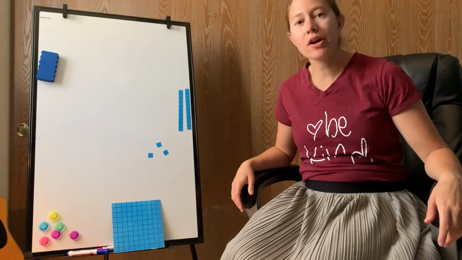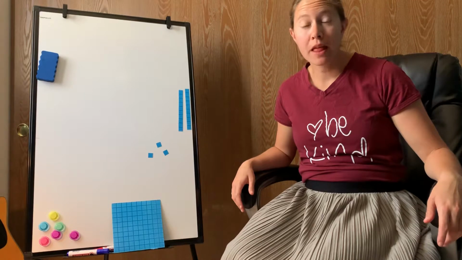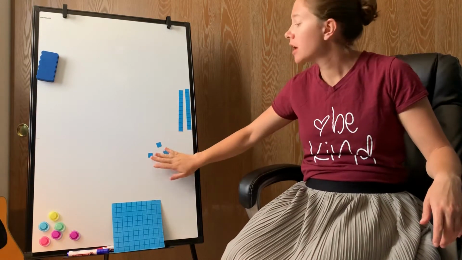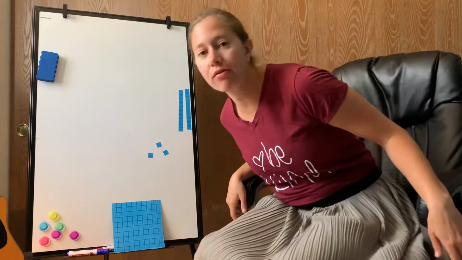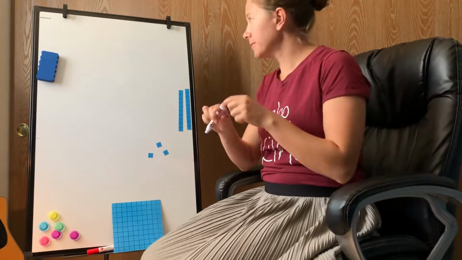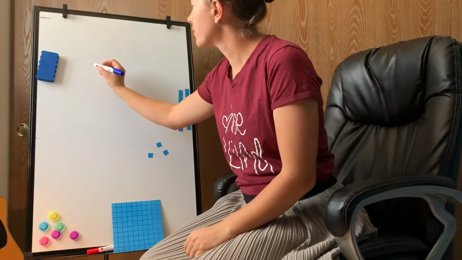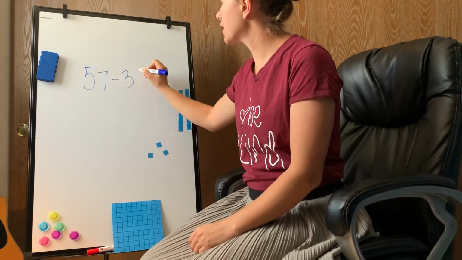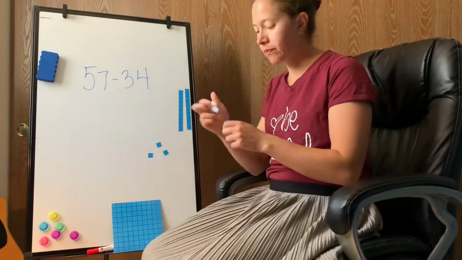Welcome. Today we're going to talk about subtraction without regrouping and how we use tens, ones, and hundreds cubes to solve the problems. So I'm going to start out with the problem: 57 take away 34.